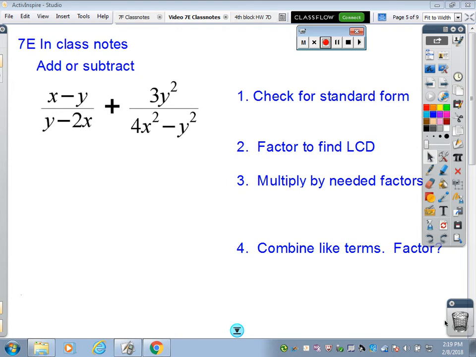All right, these are 7E in-class notes. We're adding and subtracting rational expressions. So when we add or subtract, just like any fractions, we need common denominators. So here's the process I'm going to go through.